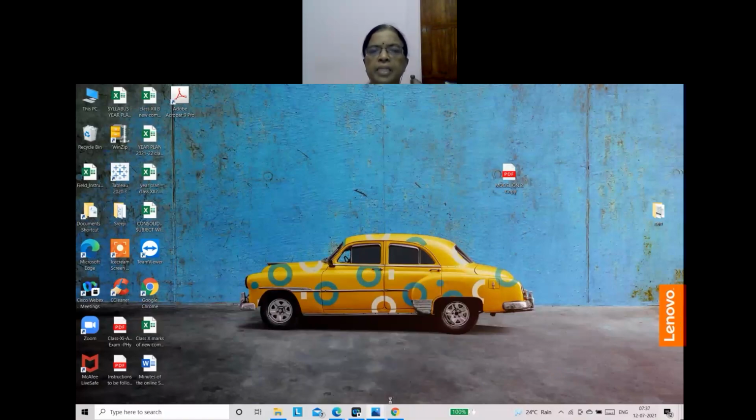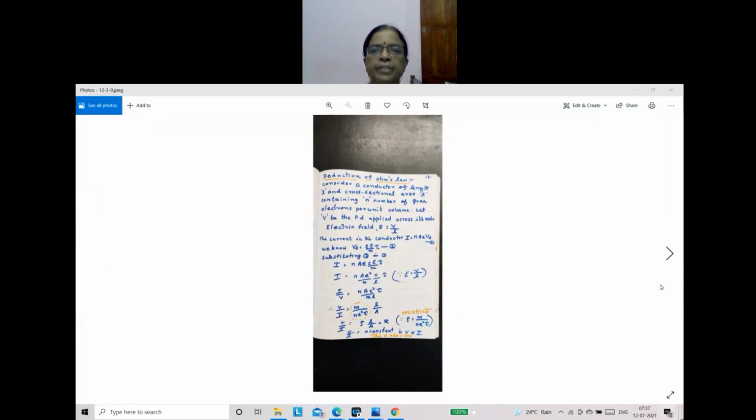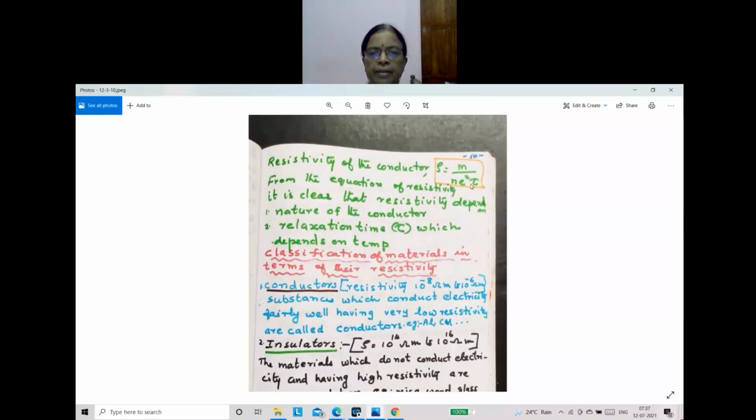Okay, this is the derivation notes. It is given here. Its note is this. Okay, you can study that. Rho equal to m by n square tau we got from that. That is the resistivity of the conductor.